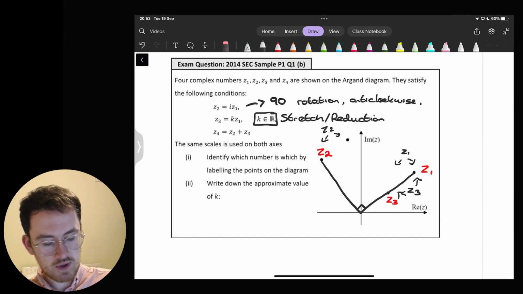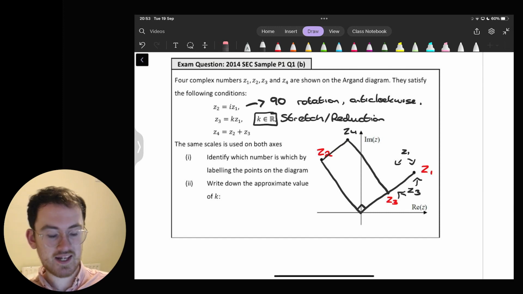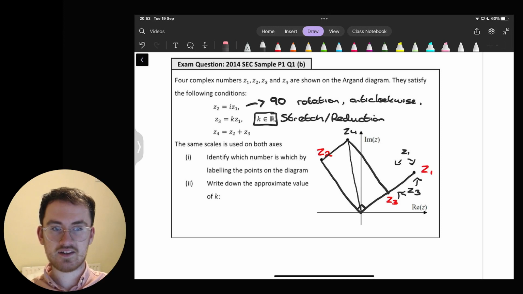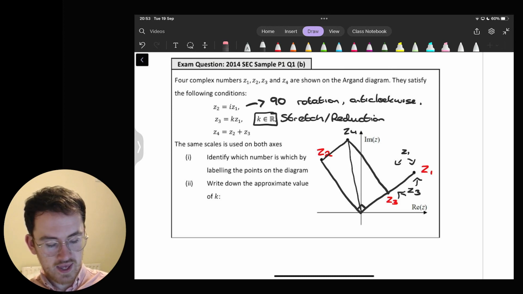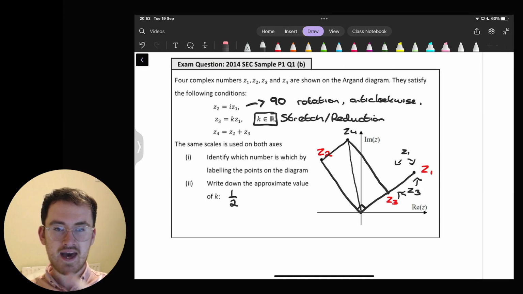That's going to mean, by process of elimination, that Z4 is going to be up here, and we can see for ourselves if we connect those values to make that parallelogram, like we said in the previous section, we do end up with Z4 being the corner at the diagonal of that parallelogram, as we expected. So that's perfect. As an approximate value of k, I would say that k looks to be about a half, that Z3 might be half as far from the origin, or half the distance that Z1 is from the origin.